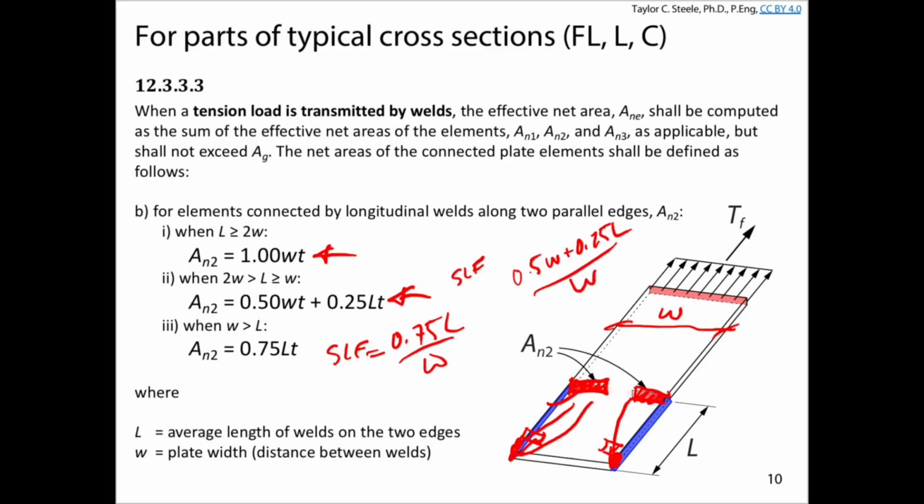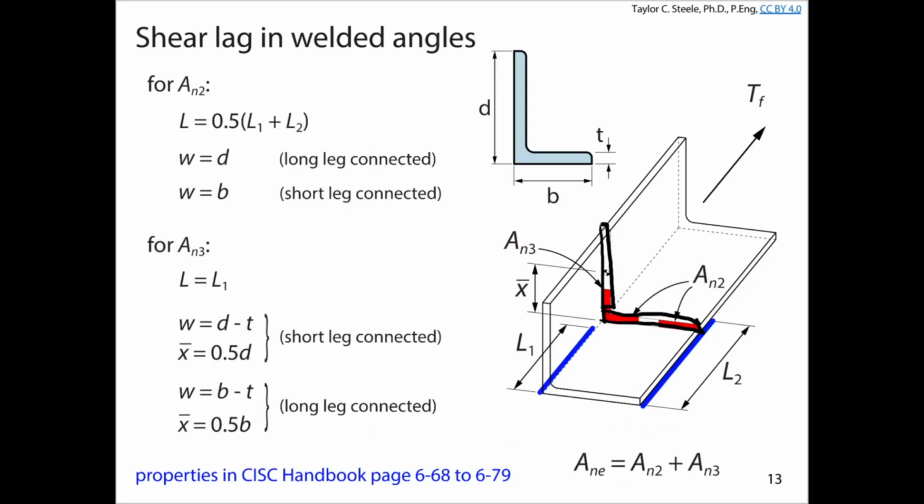Down here it says where L is the average length of the welds on the two edges. And so if we look at the angles here, we've got two welds potentially of different lengths, L1 and L2. And so when we do the calculation for AN2, we take L as a half of L1 plus L2 and use that length to calculate the net effective area for that component. Again, usually L1 is equal to L2. There are not very many reasons for them not to be equal, but this is how you would apply it if they were not. Does anyone have any questions about this one or how it's different from the previous example before we continue on with a different shape?